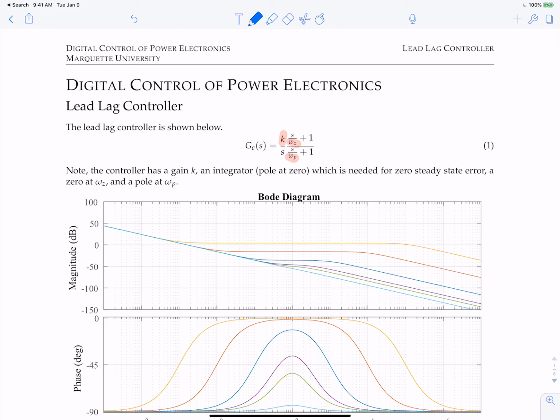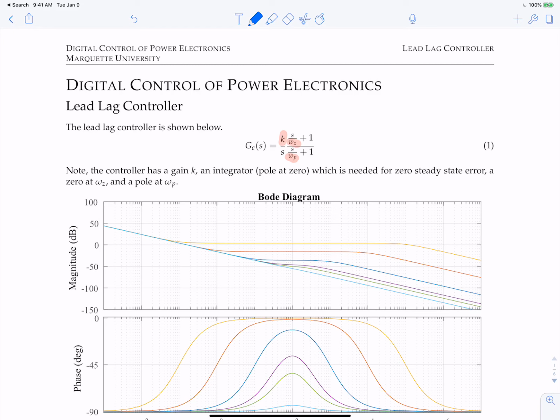Now, what I'm going to talk about next is a design process for selecting omega z, omega p, and k. You don't have to do this. You could place them arbitrarily by yourself. You don't have to follow this method, but this is a good method that works for a lot of different power electronic topologies and control. All right, so let's take a look first at what's happening here.